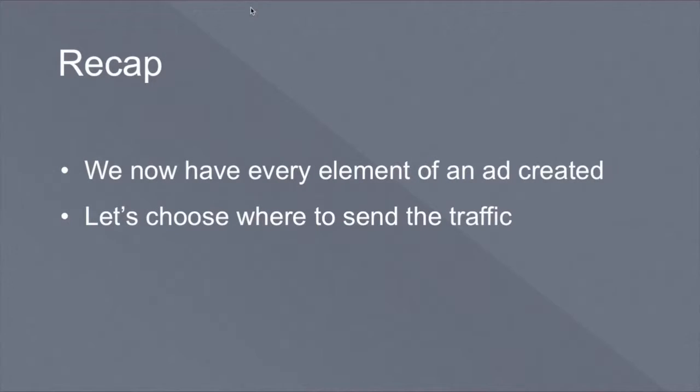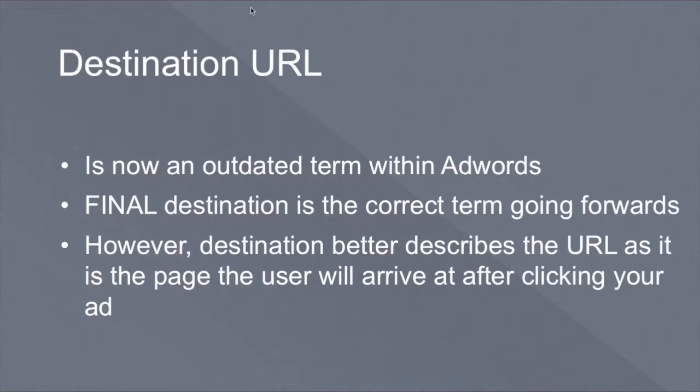So in this lesson we're going to look at where that traffic is going to go and how we determine that for the purpose of putting it in our ads. So the first thing is, the term you may hear about is something called destination URL. However, that's an outdated term within AdWords. AdWords changed that earlier this year to call it the final destination. So the two things mean the same technically because they are both the page that your visitor will ultimately land on when they click your ad. So it's the final place that a visitor will go to. It's the final destination that visitor will see.